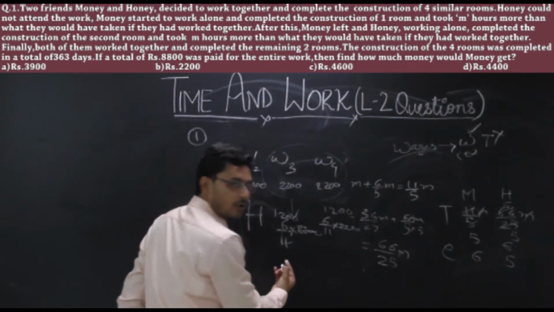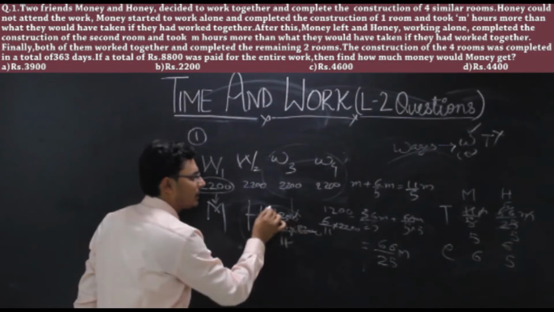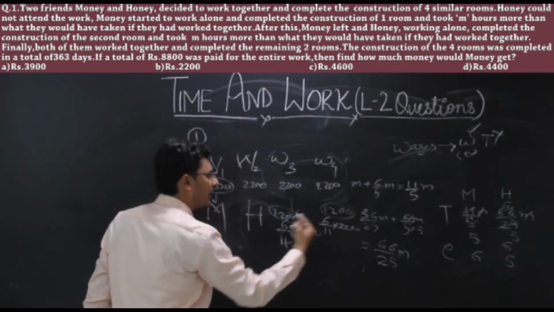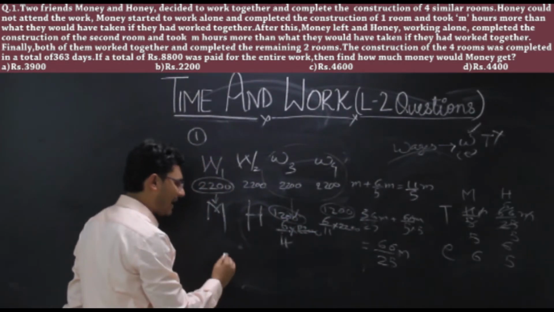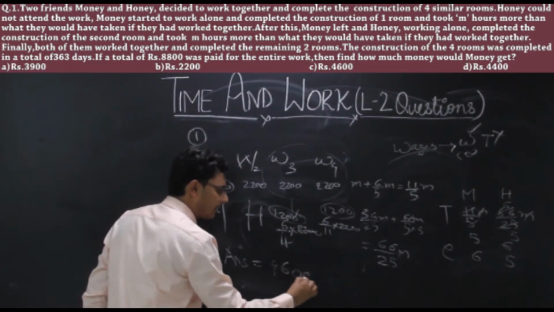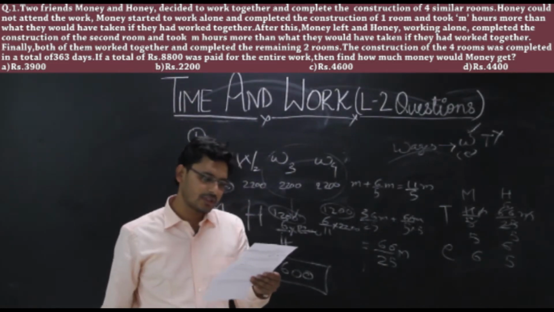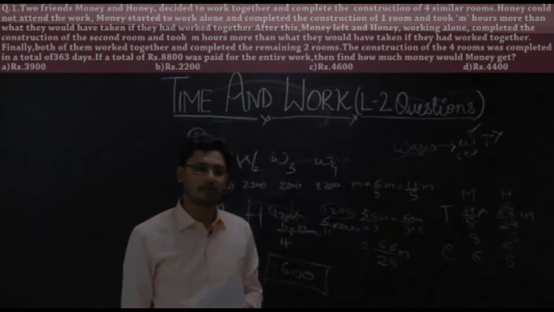So the total share of money would be: here money has worked for 2,200, here 1,200 and here 1,200. 2,400 plus 2,200. My final answer for this question would be 4,600 rupees will be the share of money. So the answer for this question is option C, rupees 4,600.